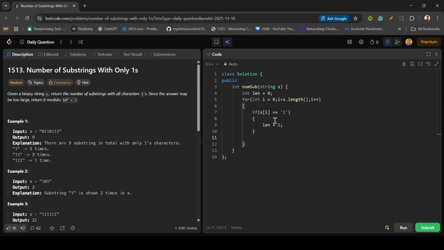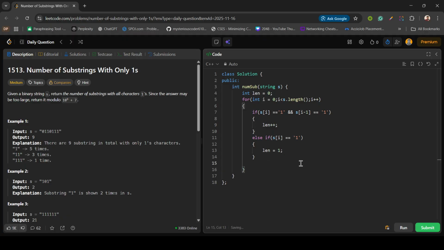Okay. If i is equal to 1, it will start with 1. But before this, I will write: if s of i is equal to 1 and s of i minus 1 is also equal to 1. Then we will write here length plus plus.